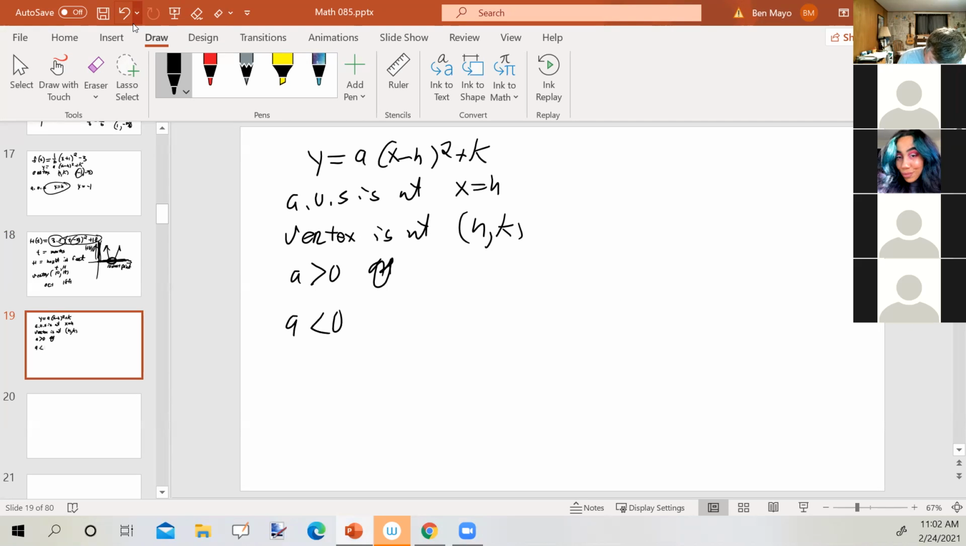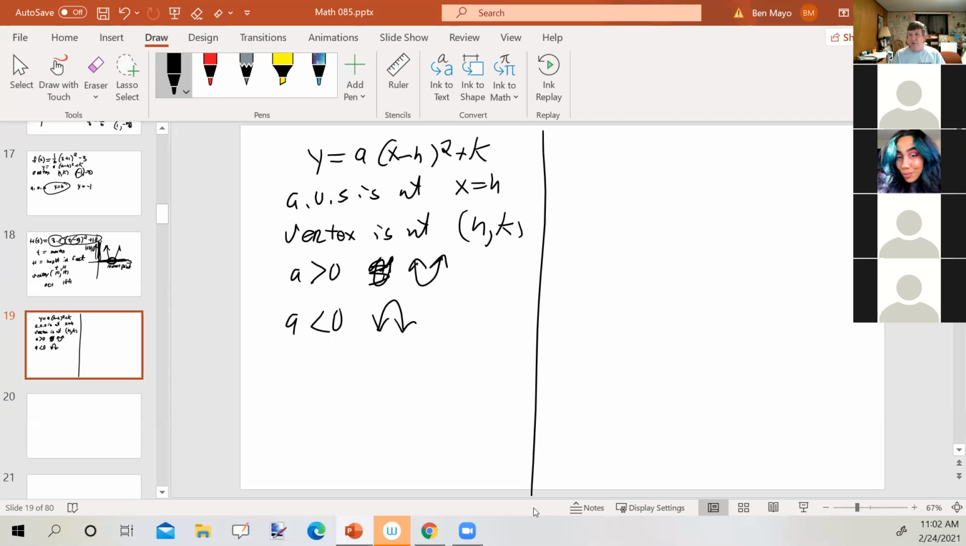If a is less than 0, the parabola opens down. Let me make a slightly better picture, okay? So we've got all that information. And how do we graph it? We identify the vertex, we identify one other point, we plot the vertex, then the second point in WebAssign, okay?